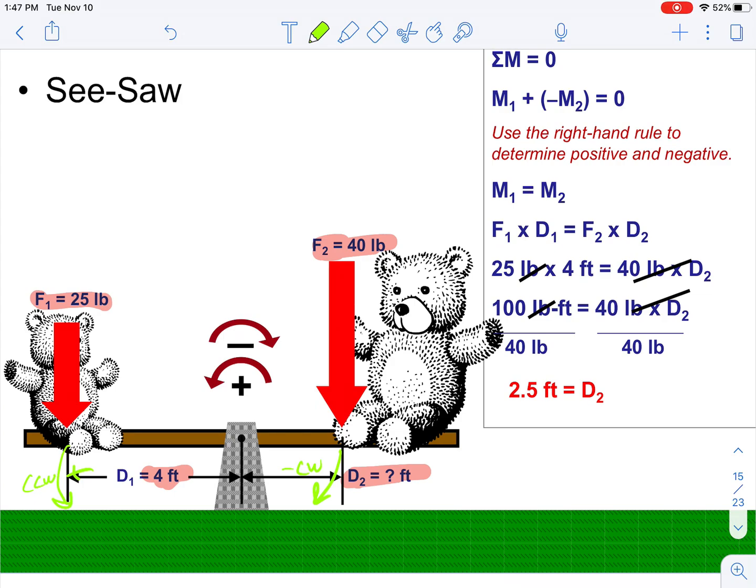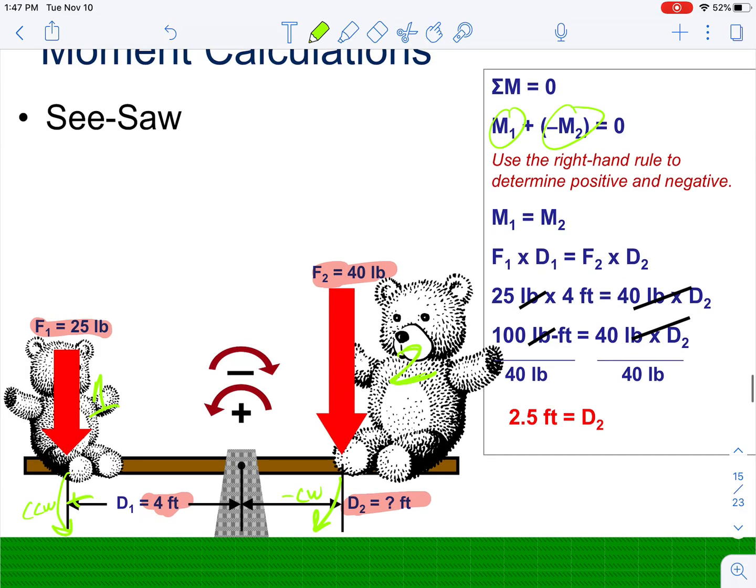So they've called this bear 1, and they've called this bear 2. As you can see here, moment 1 is positive, moment 2 is negative. And I always set up these equations like this. The sum of the moments equals 0. Moment 1 plus negative moment 2 equals 0.